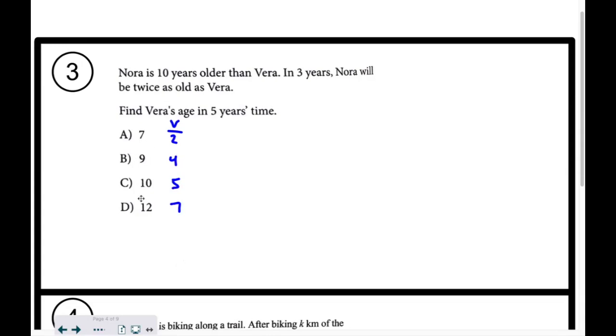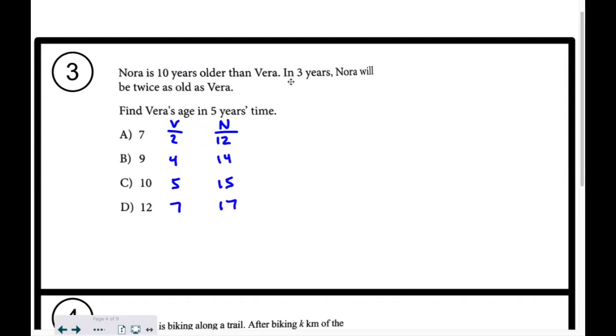So if any one of these was the answer, if that was her age in 5 years, then her current age would be 5 years less than that. And then I was like, okay, then what would Nora's age be right now? Well, Nora's 10 years older than Vera. So I can really easily just add 10 to all of these. So these are all the possibilities of Vera and Nora's age right now.